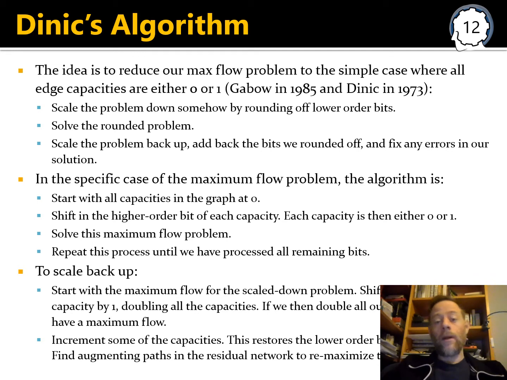Then we need to go backwards, scale things back up, and start with the maximum flow for the scaled down problem. We shift them up, doubling the capacities. If we then double all our flows, then we have a maximum flow. And then we increment some of the capacities in order to restore the lower order bits, and we find the paths in the residual network to re-maximize the flow. So this is also a relatively straightforward and simple method to implement. So it's slightly faster.